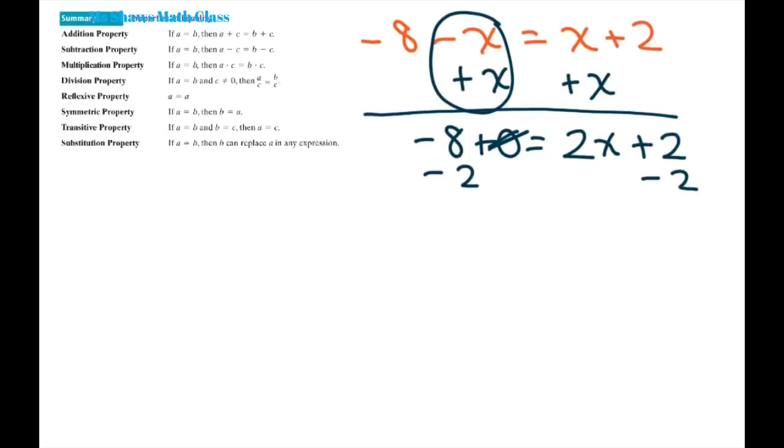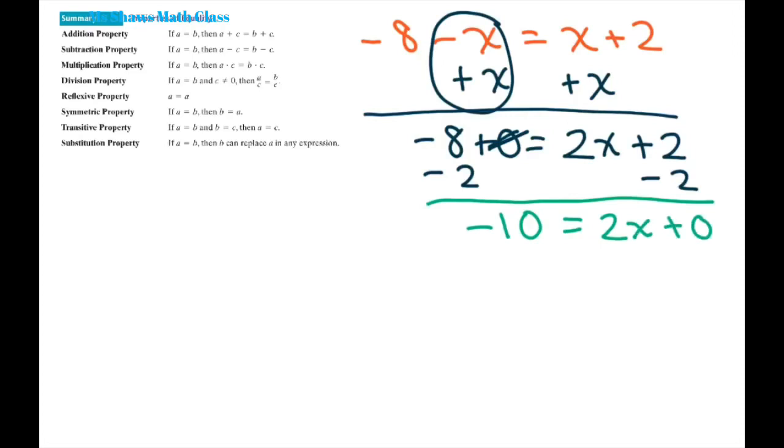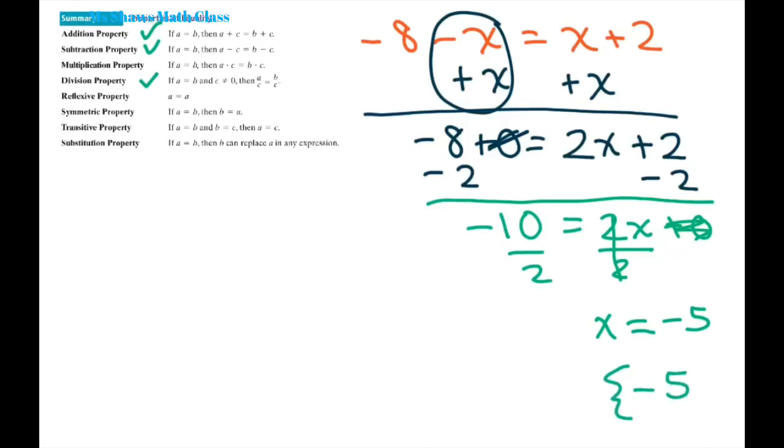So negative 8 minus 2 is negative 10. And this is 2x. And this would be 0. Again, we really don't need that. So we basically used our addition property. We used our subtraction property. Now we're going to use our division property. You divide both sides by 2. And that equals 1. So x equals negative 5. Our solution set is negative 5.